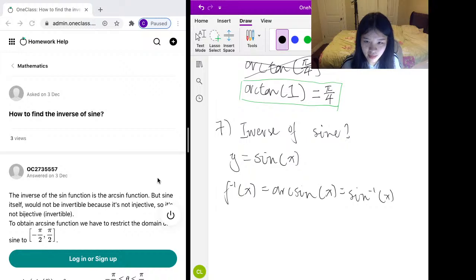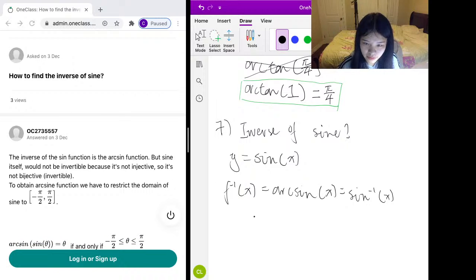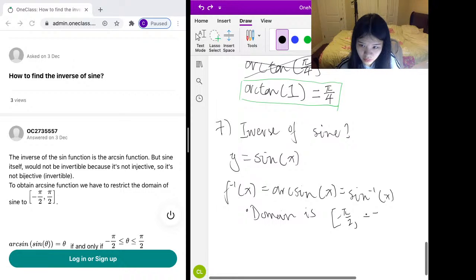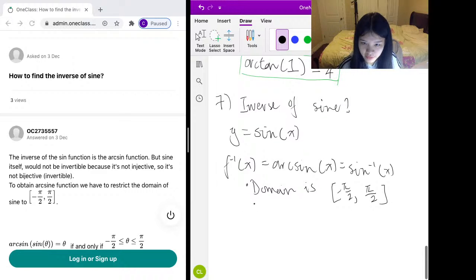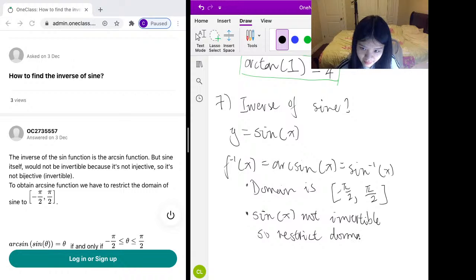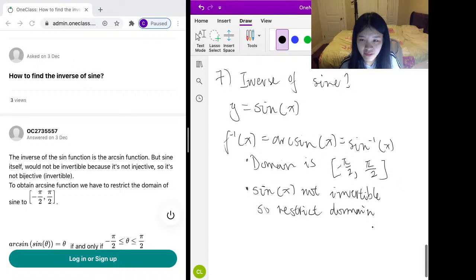So this is the sine function. We need to say the domain is negative pi over 2 to pi over 2. The function itself, sine of x, is not invertible, so restrict the domain. Yes, so that's the inverse of the sine function.